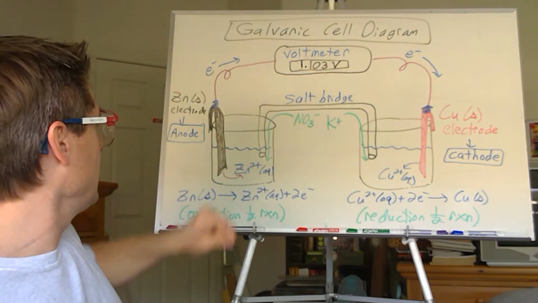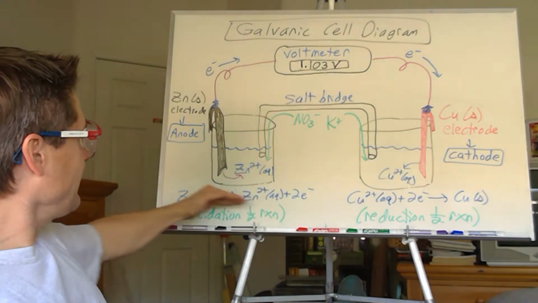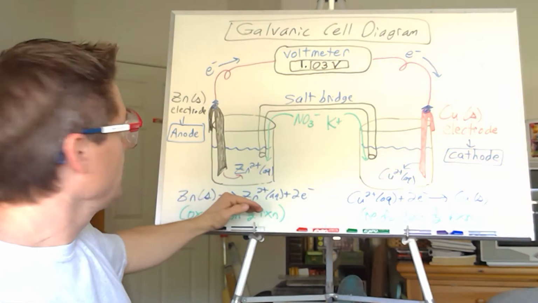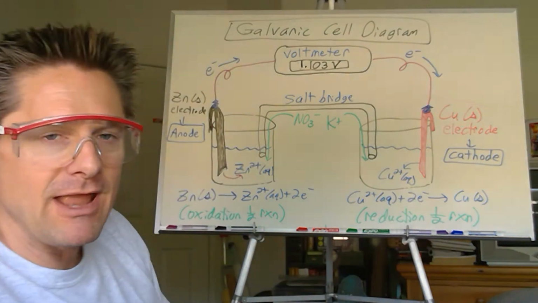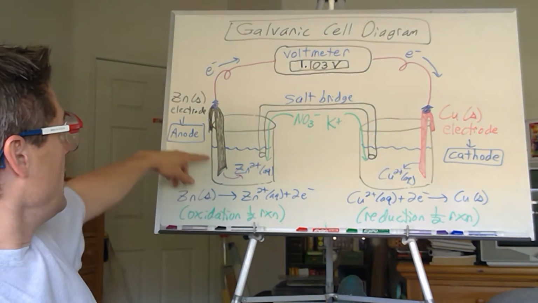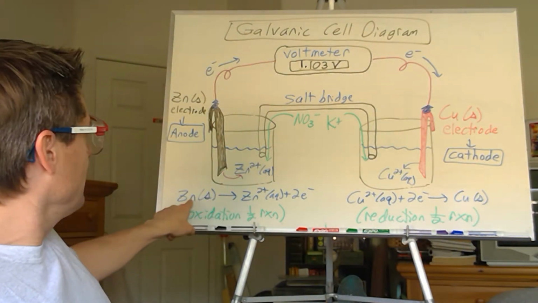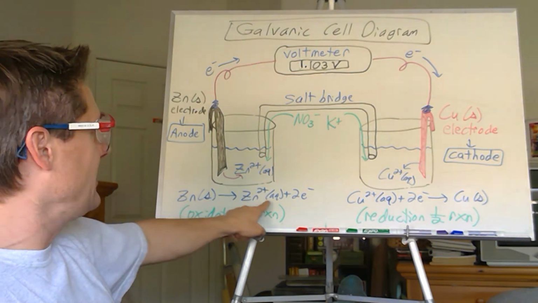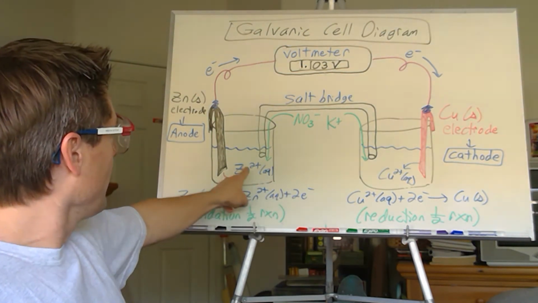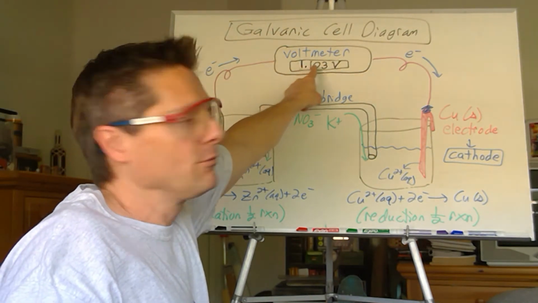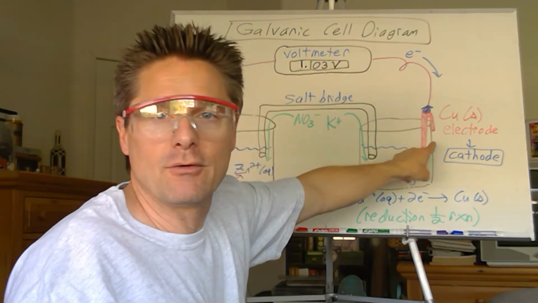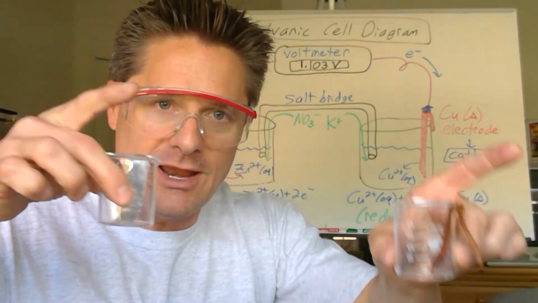So this will be my reducing agent. The oxidation half reaction we usually put on the left-hand side, and the reduction half reaction we put on the right-hand side. For the oxidation half reaction, the zinc solid is giving off electrons. Those electrons build up on the surface, and they can travel along a wire through the voltmeter to the other electrode, the copper wire. So they're going to start here and end there.